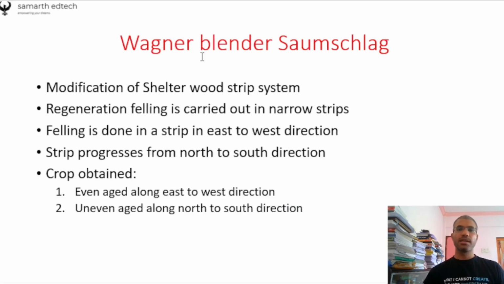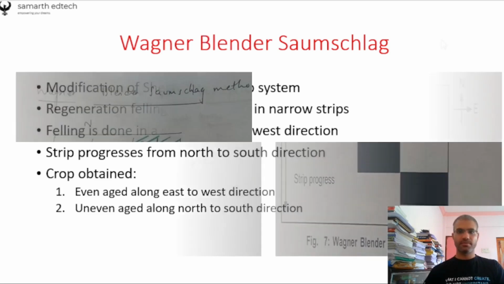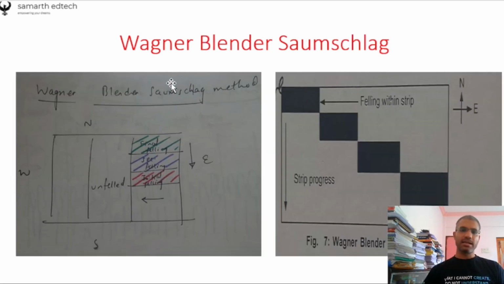Next one is the Wagner Blender Saumschlag. It is another German name, and this is another subtype of your shelter wood system. So Wagner Blender Saumschlag. Now what it is, let's understand from a given diagram. See, this is the first one, this is the second diagram. The second diagram has been taken from your Manikandan book. So let's first understand the first diagram.